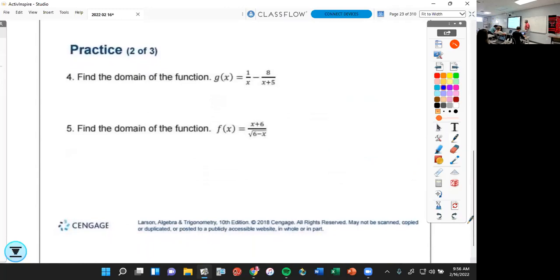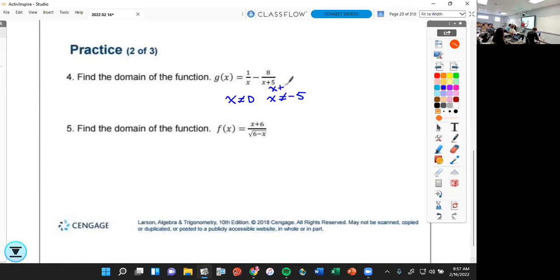Number 4, domain. Oh, I'm dividing twice. So I've got 2 problems, don't I? What can x not be? x can't be 0 or -5. Because 0 would make the first one dividing by 0, and -5 would make the second one. If it's under just x, we just say it can't be 0. To solve that, you set the bottom to not equal 0. So for this one, I would have x plus 5 is not equal to 0. Subtract 5 from both sides, and that's what you get.